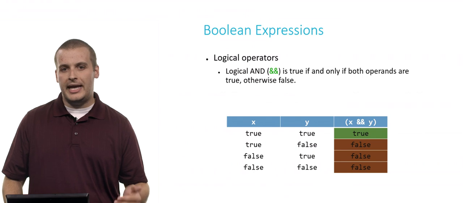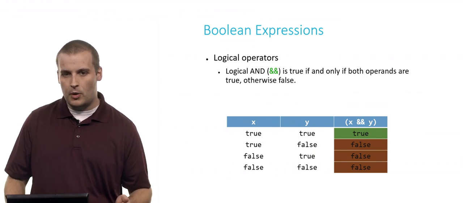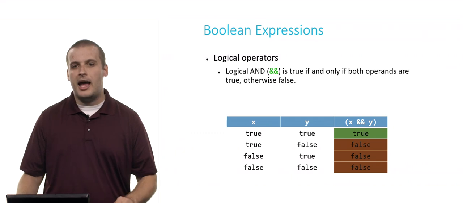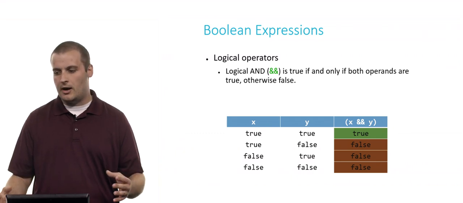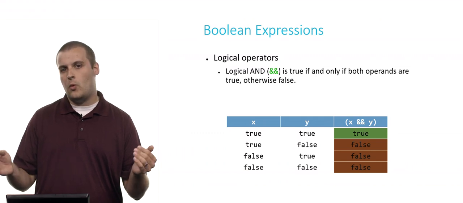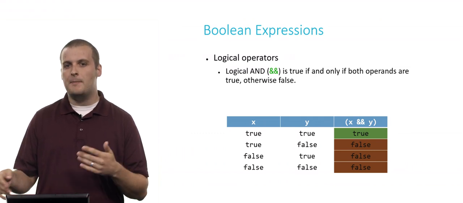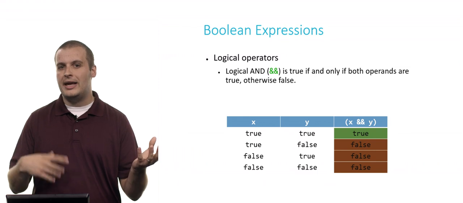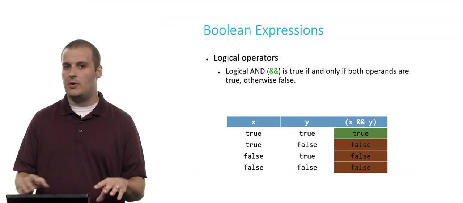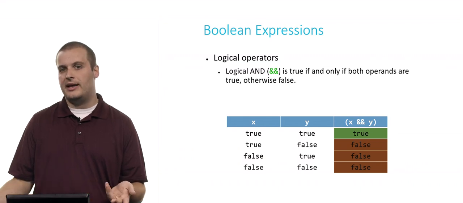So let's take a look at the three logical operators that we'll see quite a bit in programming in CS50 and programming more generally. Logical AND is true if and only if both operands are true, otherwise false. What does that mean? Let's say that I am at a point in my code where I have two variables, x and y, and I want to decide whether to do something in my code based on if x is true and y is true. I only want to do it if both of them are true. Otherwise, I don't want to go down that path because it's not going to help me.